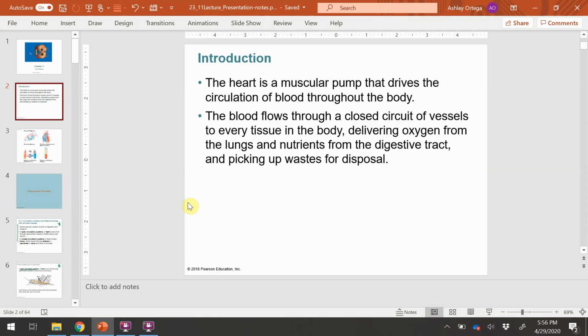So the heart is a muscular pump. This is going to drive the circulation of blood throughout the body. The blood flow is extremely important, as we'll see. It goes through a closed circuit of vessels to every tissue in the body, delivering oxygen that has come from the lungs and nutrients that have come from the small and large intestine, and picking up waste for disposal.